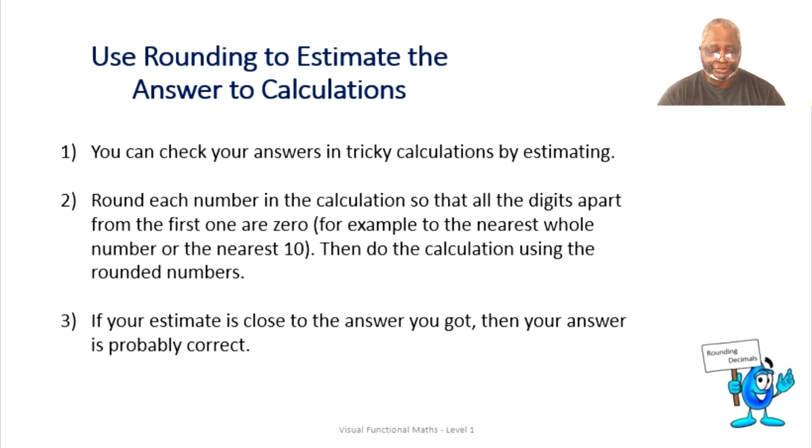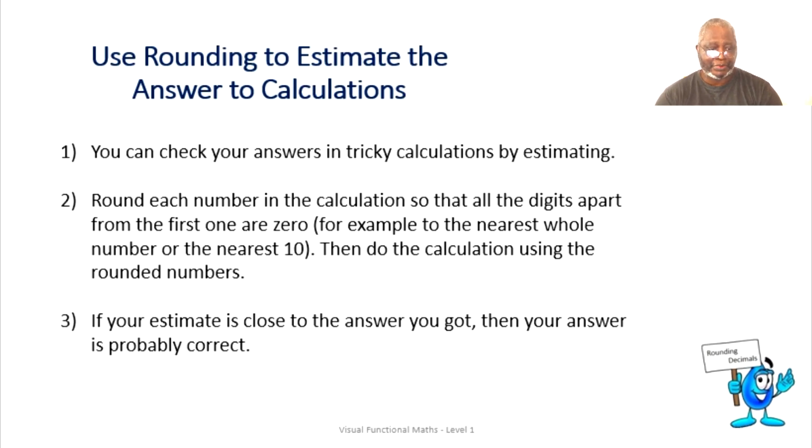Then do the calculations using the rounded numbers. Don't add them and then round. Round them first and then you add. Do not round after you've added. Round them first before you add. If your estimate is close to the answer you got, then your answer is probably correct.